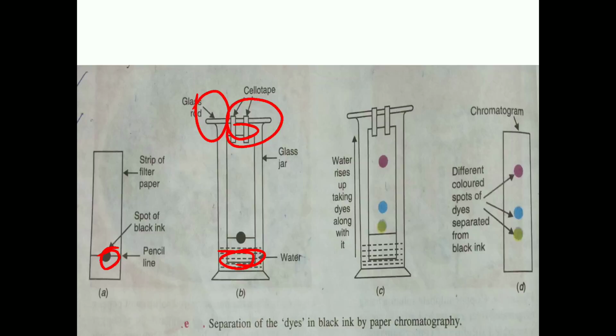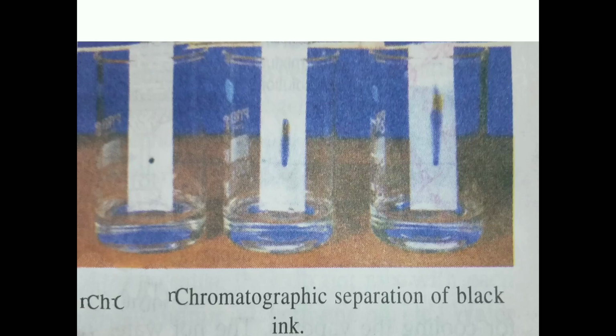But one thing you remember, the pencil line, this one, should remain above the water level in the jar. And what happens when you do like this? Then water gradually rises up the filter paper strip like this. As water moves up the paper strip, it takes along the dyes present in the ink. You can see here. Let me erase this one. Means when the water moves up the paper, it takes along the dyes present in the ink.